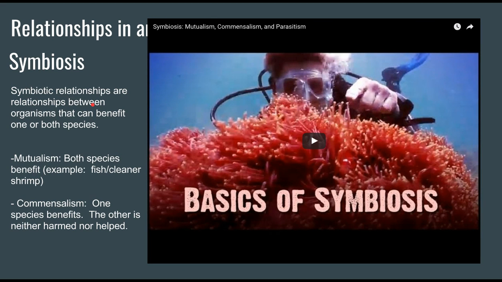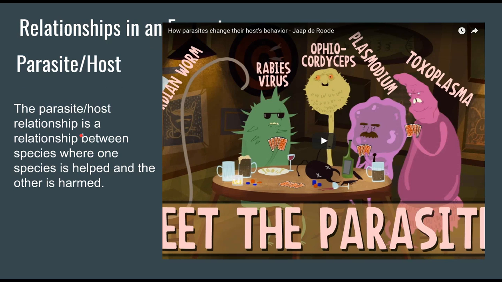Symbiosis is relationships where one or both species can benefit. You don't have to know these. You should recognize them as forms of symbiosis, maybe the names. But with symbiosis, nobody's getting hurt, and at least one of them is getting helped. Parasite, host: one of them is getting helped and the other one is getting harmed in sometimes very disgusting ways.